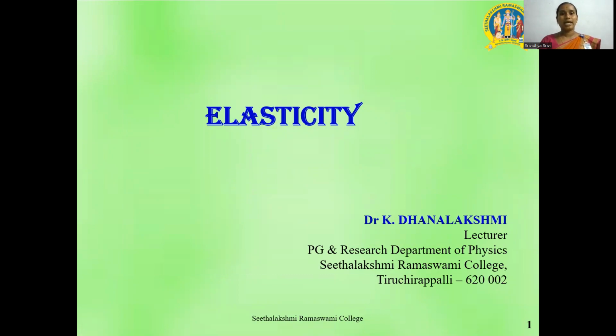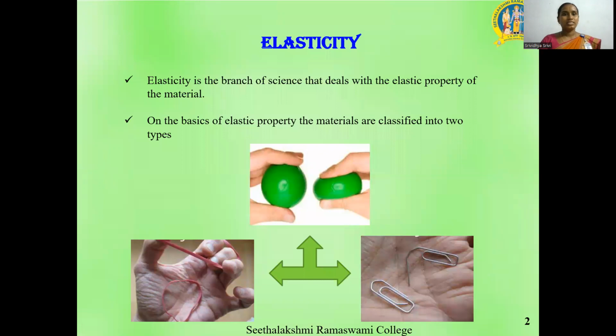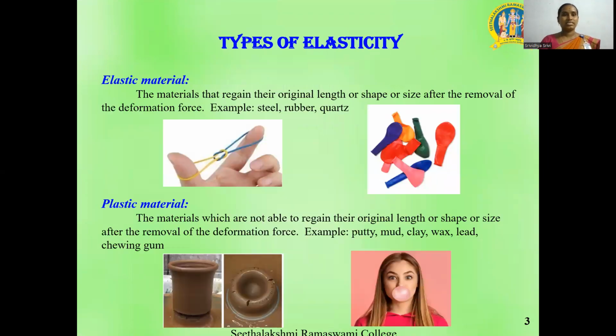We have learned about elasticity. Elasticity is the branch of science that deals with the elastic property of the material. On the basis of elastic property, the materials are classified into two types. One is elastic material, the other one is plastic material.